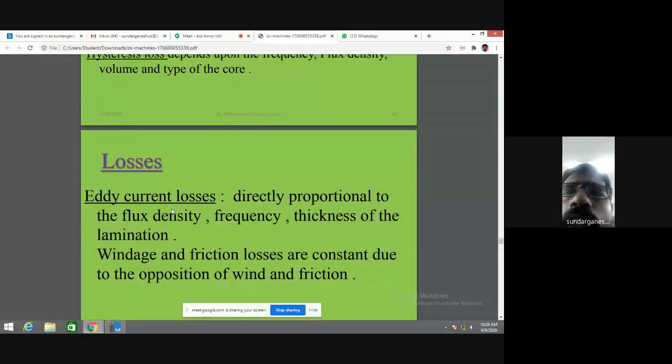Some more losses are there: windage and friction losses. They are also constant. They are due to the opposition of wind and friction.